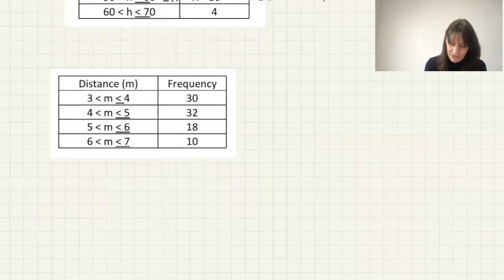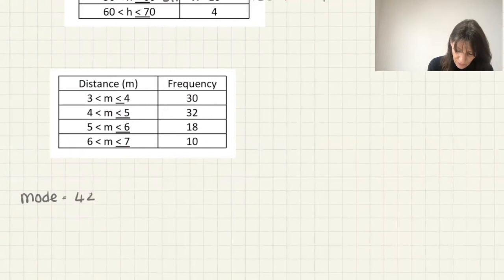Okay, so I'm going to start off with my mode. So looking down here, I can see that's the biggest frequency. That's my modal class. So my mode is equal to 4, 5.